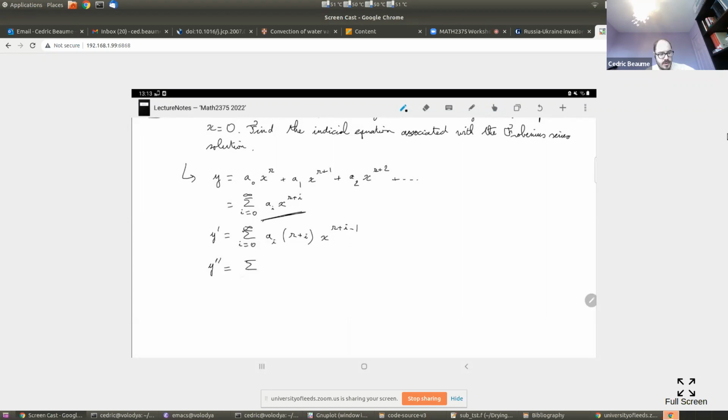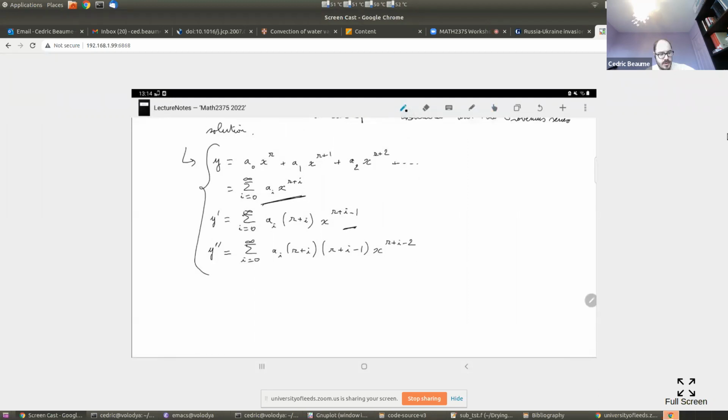I'm just differentiating this once more, and I get a_i (r+i), and now I'm differentiating this bit. So I'm dropping my exponent, which is r+i-1, and then I am taking x to the power r+i-2. And here I've got the expression of all the derivatives that I need to plug this Frobenius series into my equation. So what we're going to do just now is write down the equation, replace all the terms in the equation by the corresponding Frobenius series.